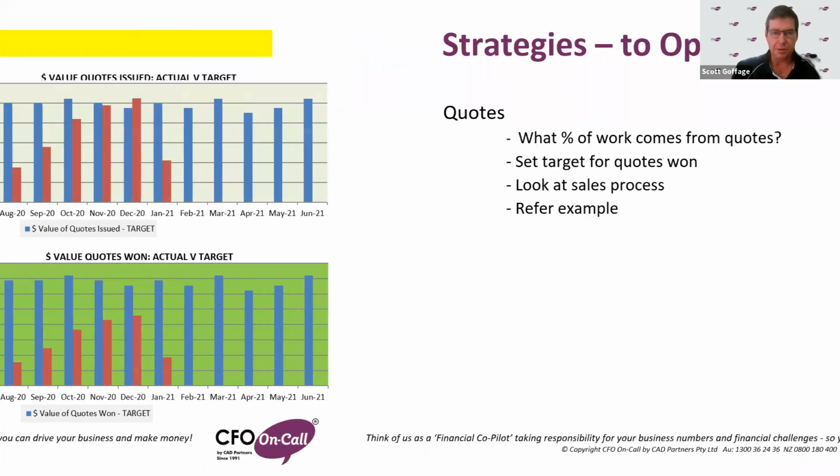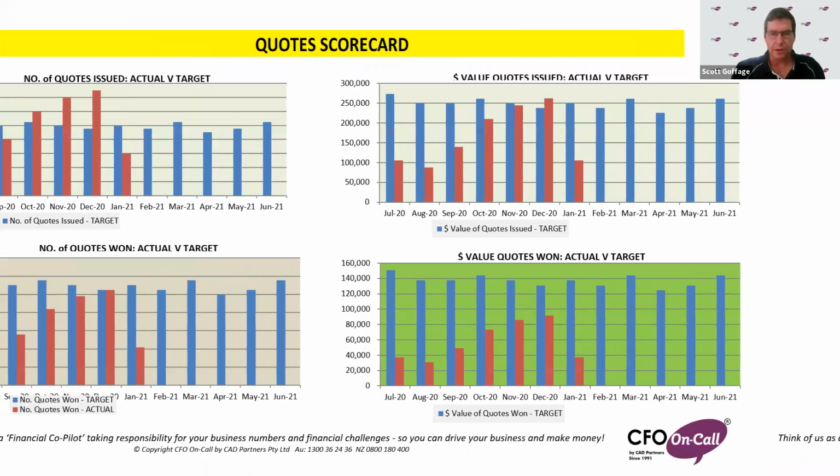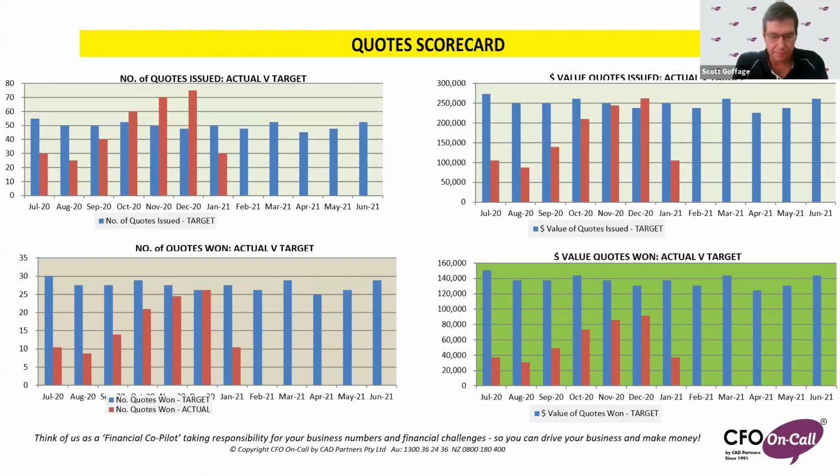And this is just an example of a scorecard I do for clients who do a lot of quote activity. And so again, through this, it's looking at the number and dollar value of quotes issued and also the number and dollar value of quotes won. The key thing is the bottom right one, where we're looking at the dollar value of quotes won, because if that is off target, then we need to address that, look at why.